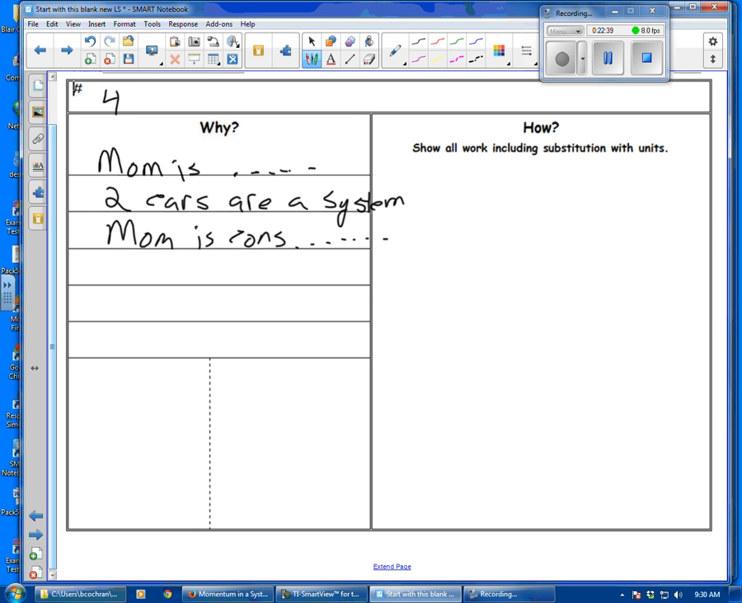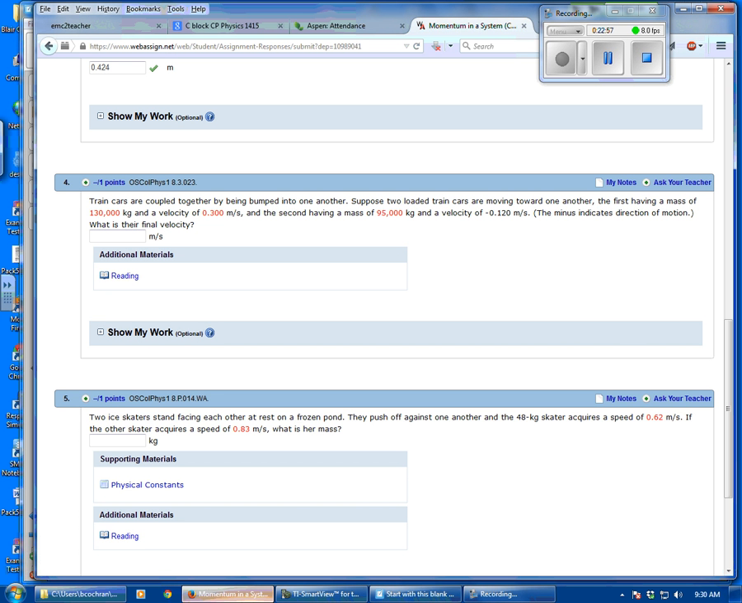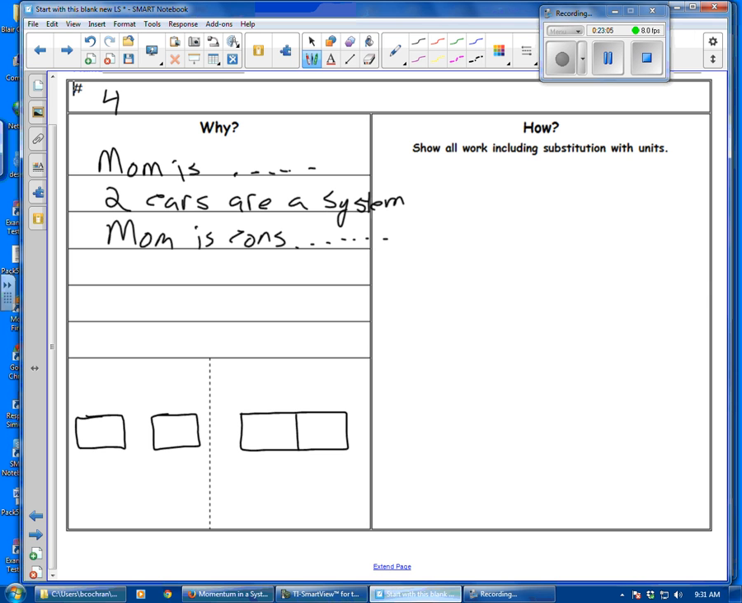How many objects do I have before the collision? How many after? 1. So I'm going to draw my diagram. Start off with my beautiful rendition. Do they label these at all? Train cars coming in, so it's 2. So we have the first and the second. So let's call them F and S. And then our object that we end up with will be the 2 together, so FS.